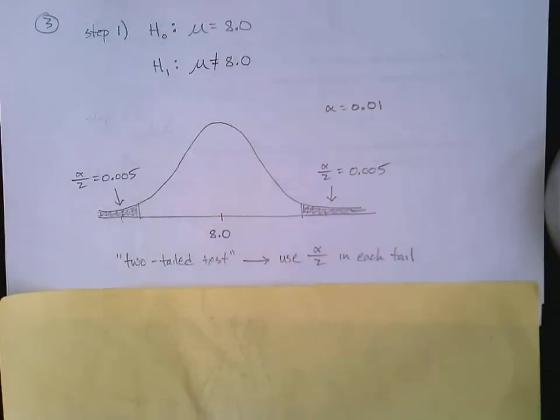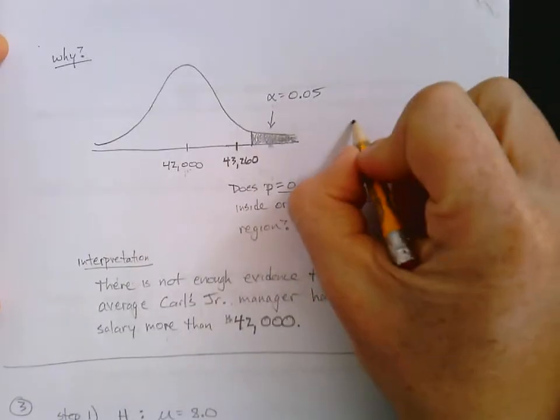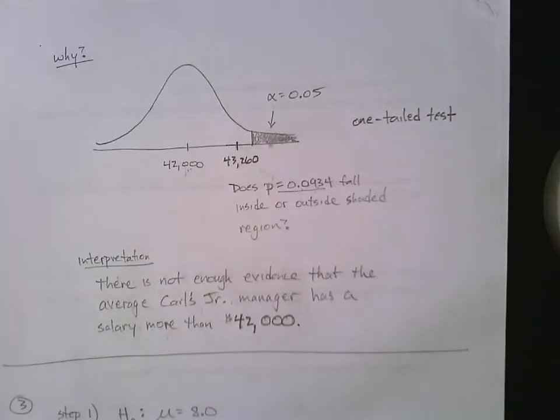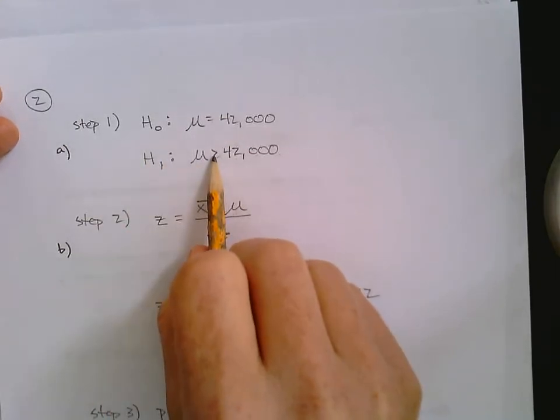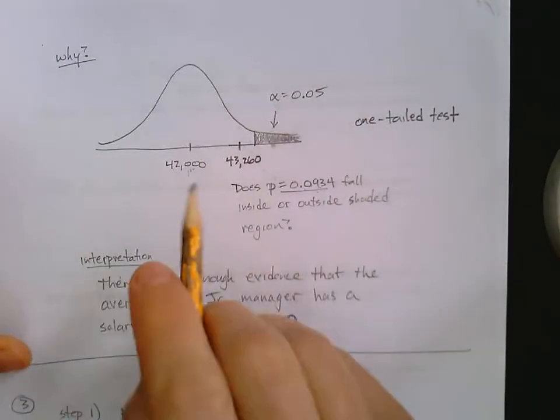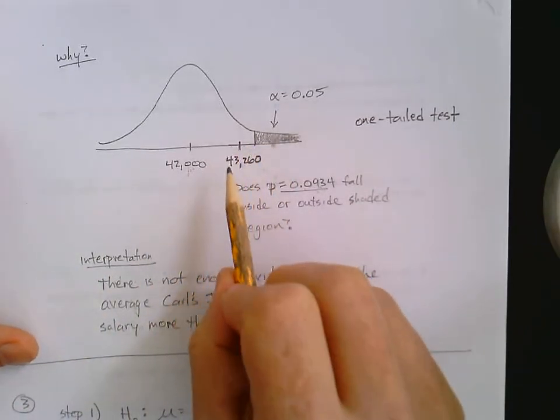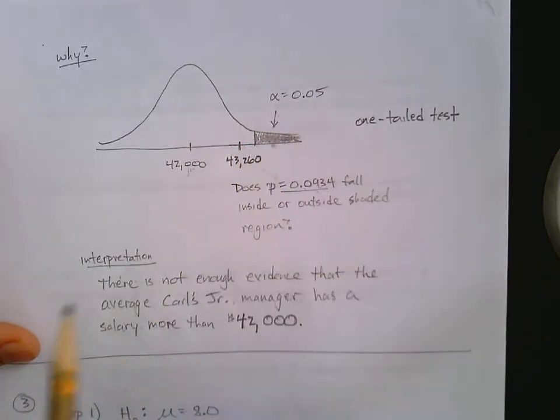All right. In the previous problem, we had a one-tailed test. It was a one-tailed test. We knew it was because at the very beginning we had a greater than in the alternative hypothesis. So when we see that greater than, that means we put all of the alpha at the top. And we're just asking, based on our sample data, does our p-value land up into that shaded region?